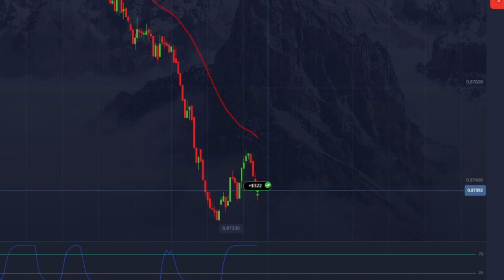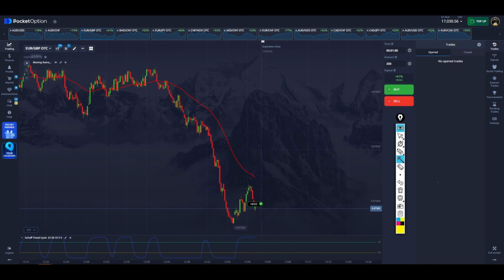The trade closes with a profit. Excellent result, everyone. The strategy works really well.